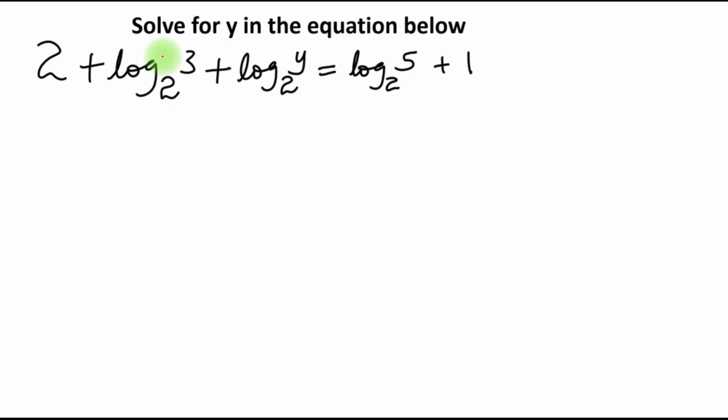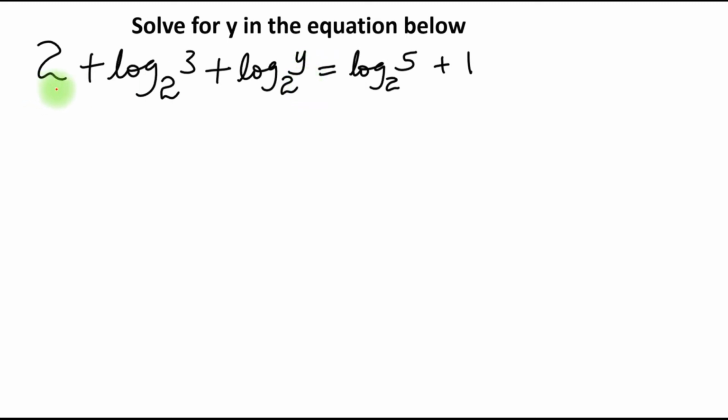I'm Mr. Michael Samuel. So today we are going to solve for the value of y in this equation: 2 plus log of 3 base 2 plus log of y base 2 is equal to log of 5 base 2 plus 1. So we need to find the value of y.